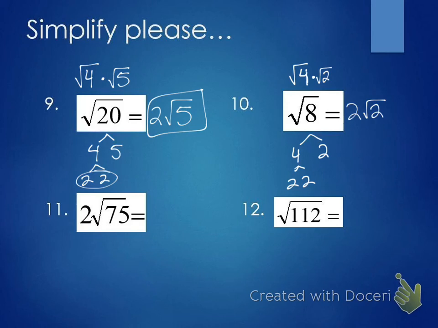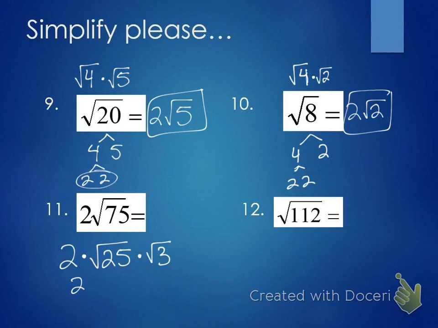All right. Next one. What did we get? Very good. On this one, we've already got a 2 on the outside. So that gets multiplied times the square root of 25 times the square root of 3. Or you could do your factor tree either way. But the 2 and the 5 on the outside get multiplied together to a 10 square root of 3.